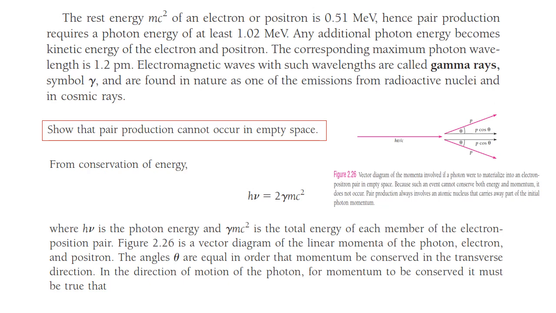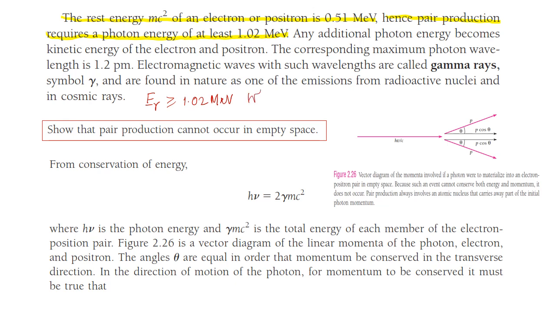So you can see here the rest mass energy m c square of an electron, as I have already told you, in mega electron volt, which is the unit of the energy. Hence the pair production requires a photon energy of at least 1.02 MeV. So what it says is that I need a photon energy greater than or equal to 1.02 MeV.